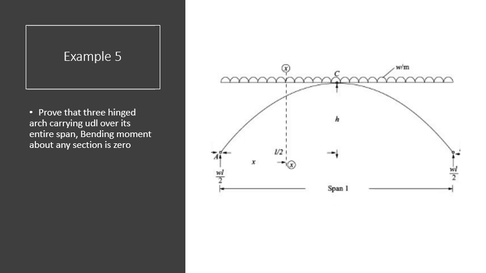So next one, prove that for a three-hinged arch carrying UDL over its entire span, the bending moment about any section is 0.